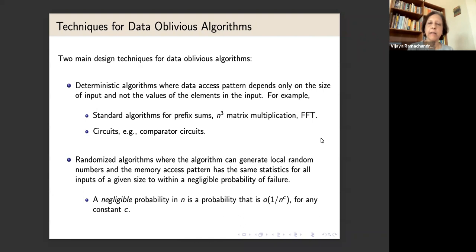And here we require that the memory access pattern has the same statistics for all inputs of a given size, to within what's called a negligible probability of failure. A negligible probability of failure is a probability that is smaller than 1 over any polynomial in the input size. So it's a stronger requirement than what's required with high probability.